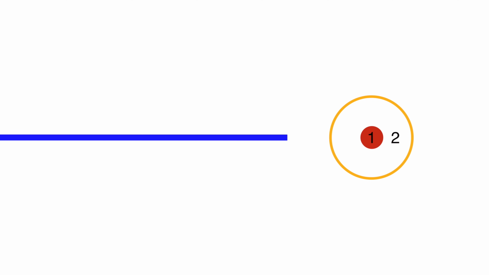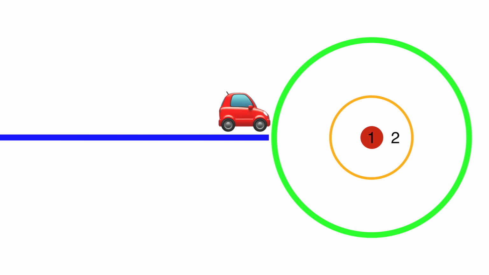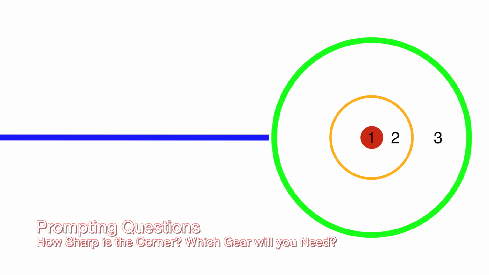When we're even further away, the instructor has to do less and the pupil has to do more. And they do this by asking some prompting questions. Things like how sharp is the corner or which gear will you need will help prompt the pupil into getting the correct things done. And this is when you are in area 3.